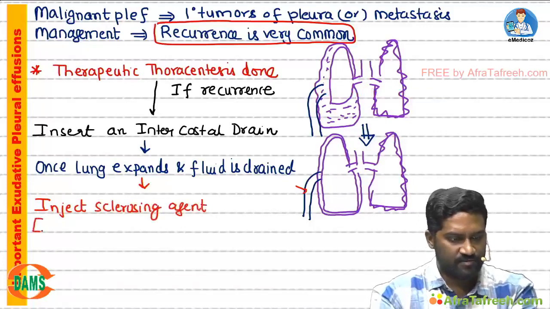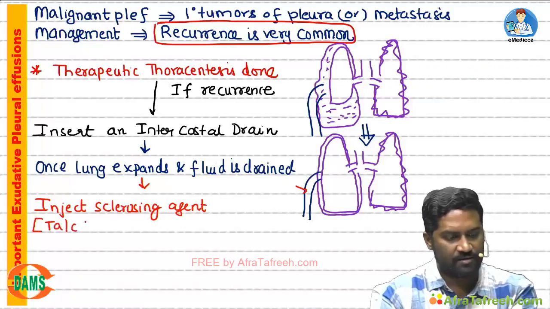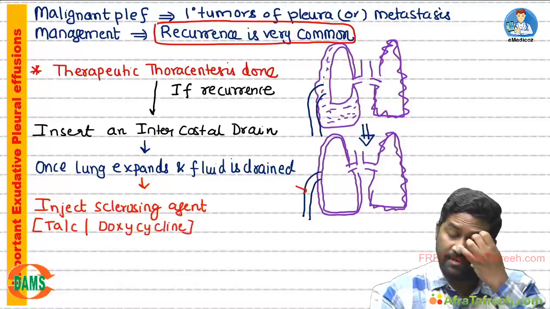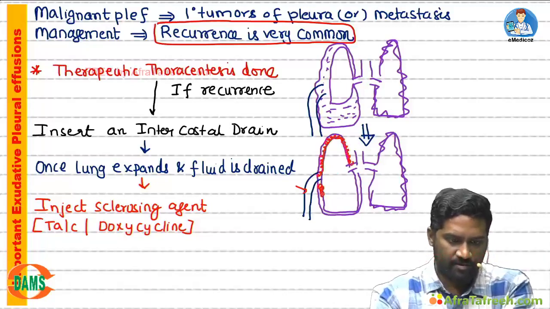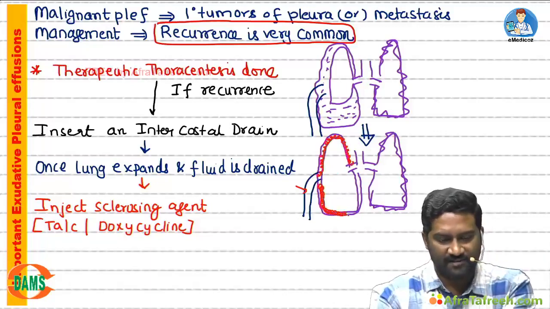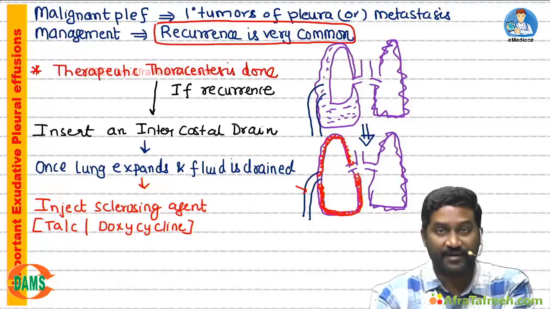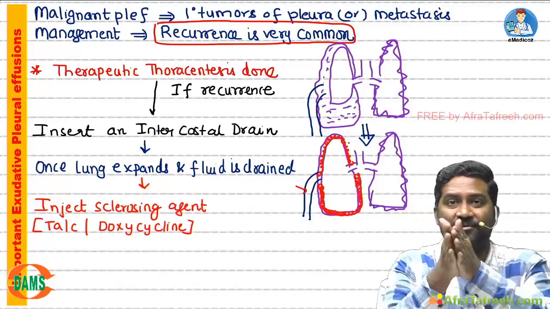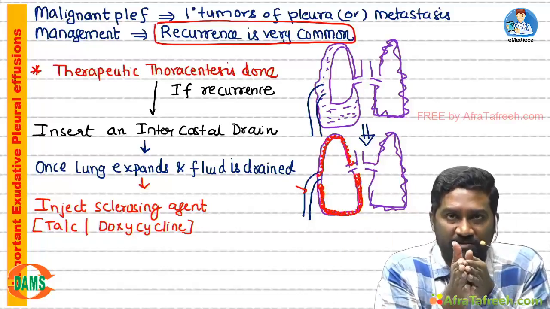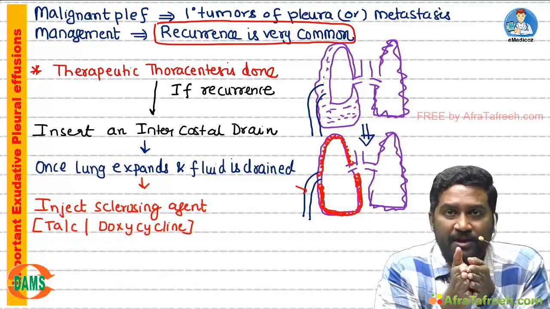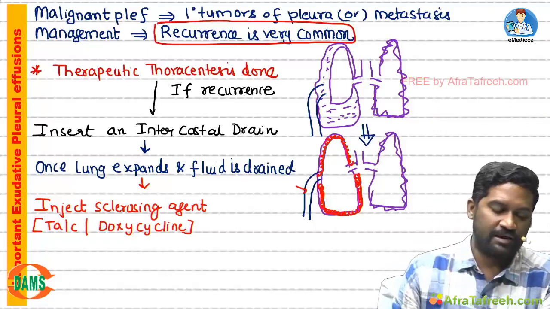So what are the sclerosing agents? We have talc, or you can add doxycycline. So we are going to inject sclerosing agent. This sclerosing agent will go into the pleural space, and it functions just like an adhesive. It functions just like a gum, and it will fuse the pleural membranes together. So once the pleural membranes are fused together, there will be no space for fluid to reaccumulate.